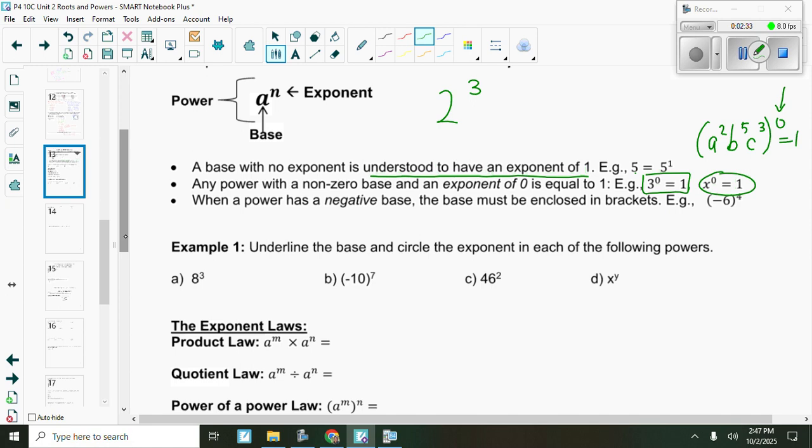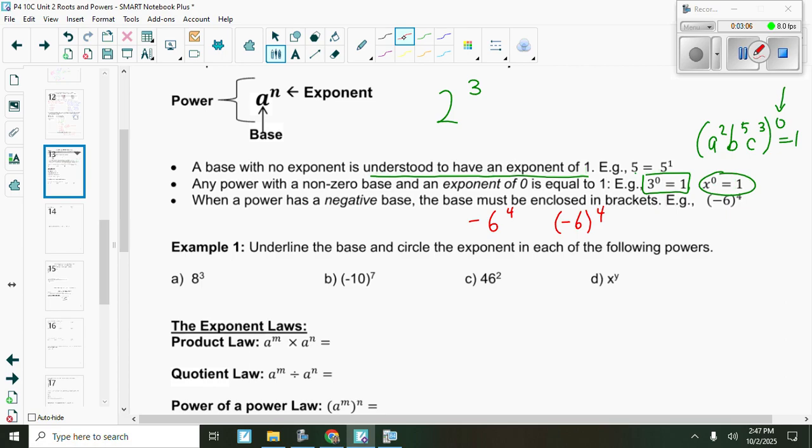And don't forget, if you have a negative base, don't forget your brackets. I'm doing this one in red because it's important. So -6 to the power of 3, it is, let me do this for a sec. Let me do their example. I'm not going to change things up here. All right, -6 to the power of 4.